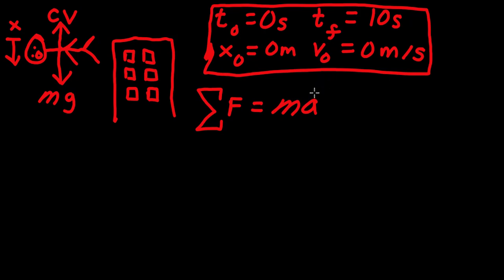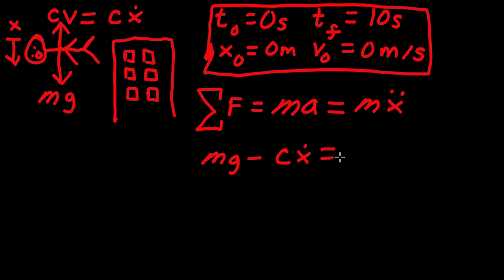Now, we can very easily get a differential equation from here. Keep in mind that the velocity is just the time derivative of the displacement. So we can actually write this as c x dot. And likewise, the acceleration is the second derivative of x with respect to time. So I can write m x double dot. And if I write the forces over here on the left side and write out the whole equation, I will get mg minus c x dot equals m x double dot.